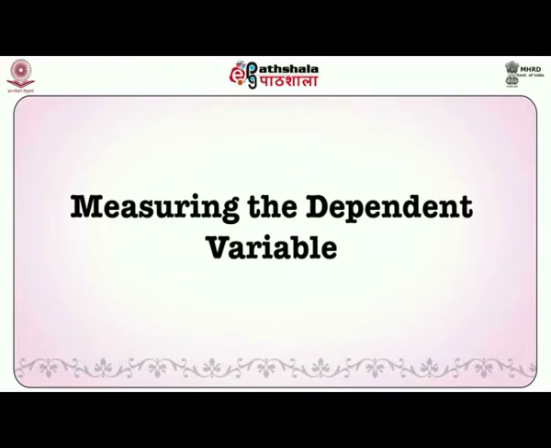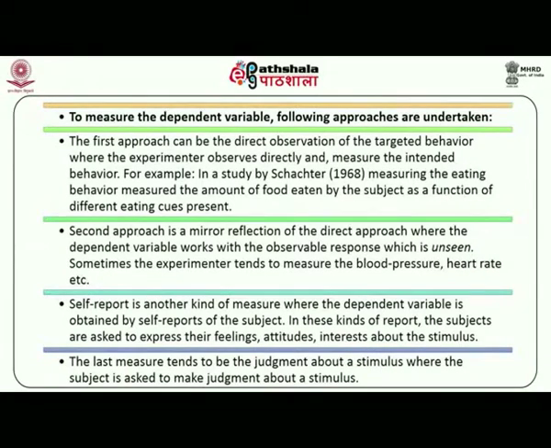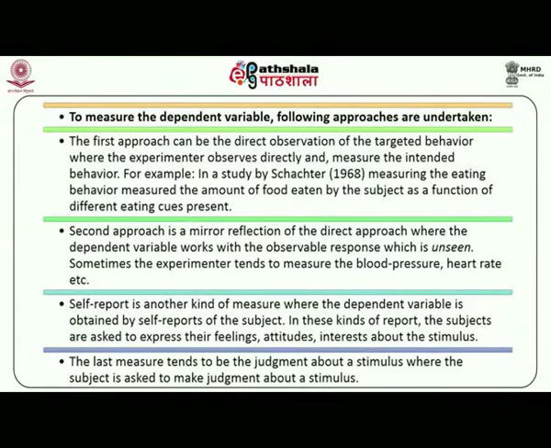Measuring the dependent variable. To measure the dependent variable, the following approaches are undertaken. The first approach can be direct observation of the targeted behavior, where the experimenter observes directly and measures the intended behavior. For example, in a study by Schachter in 1968, measuring the eating behavior, the amount of food eaten by the subject was measured as a function of different eating cues present.